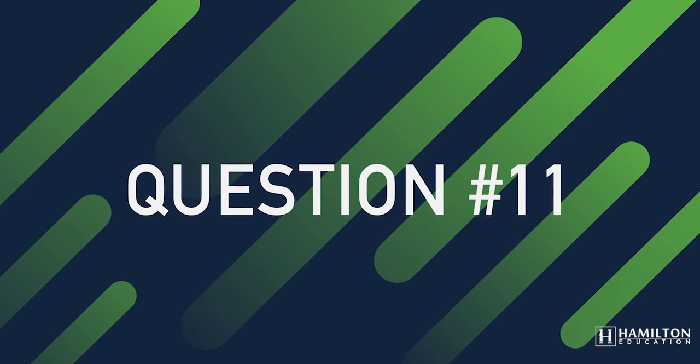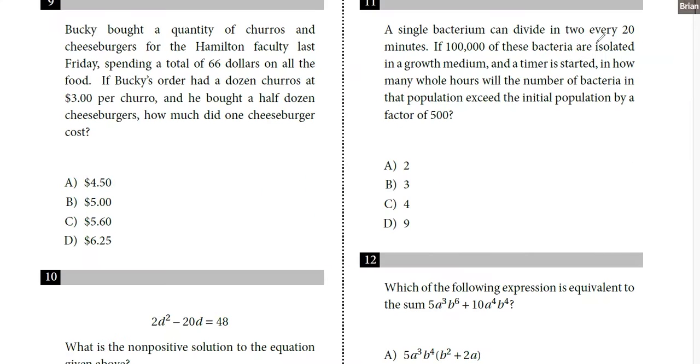Question 11, a single bacterium can divide in 2 every 20 minutes. And if 100,000 of these bacteria are isolated in a growth medium and a timer is started, in how many whole hours will the number of bacteria in that population exceed the initial population by a factor of 500?